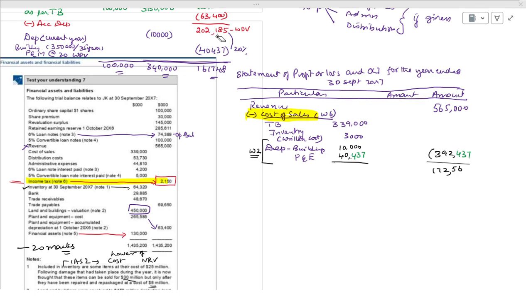Is it right? 437. See, it is 437. Okay? Yes, 392,437. How much do you get? 192,563. Check again.